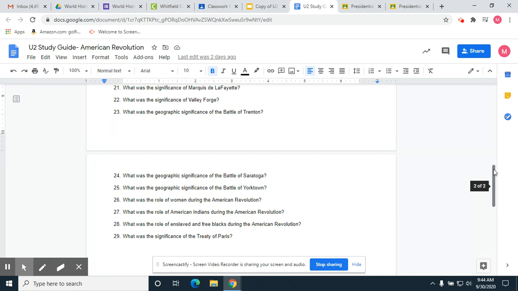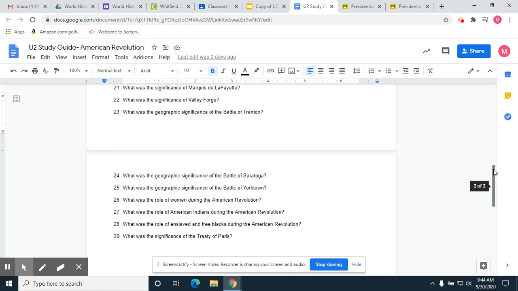Number 28, what was the role of enslaved and free Blacks during the American Revolution? Now, they fought in the Revolution. They say there's like 5 to 6 thousand that fought in the American Revolution on the side of the Americans because they saw it as a chance to expand their freedoms. Now, does that actually happen? No. But the idea of it during the revolution, the idea that we're all equal, made them want to fight.